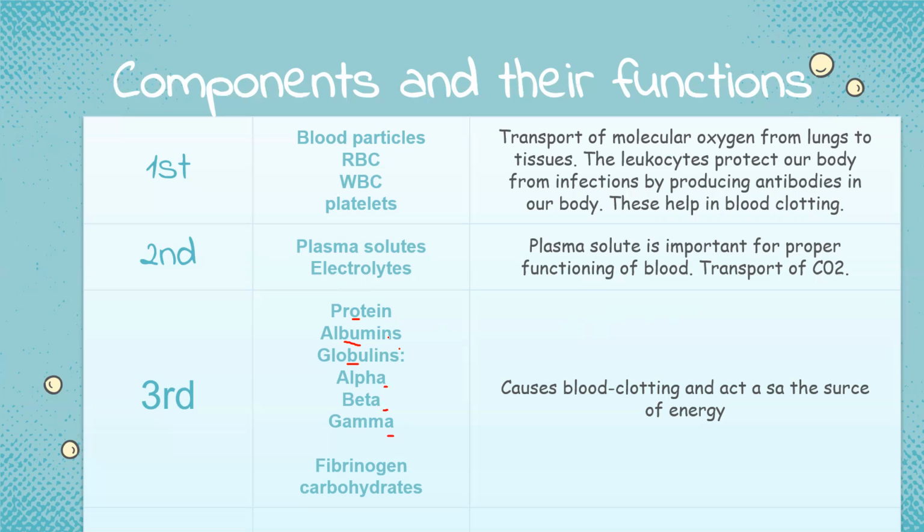So these albumins are just some components. And this beta is more mobile phase than gamma. These are just a group of some proteins. Globulin is a group of proteins, and these contain alpha, beta, and gamma. And beta is more mobile, or you can say more moving, than gamma. And these cause blood clotting. These proteins cause blood clotting.